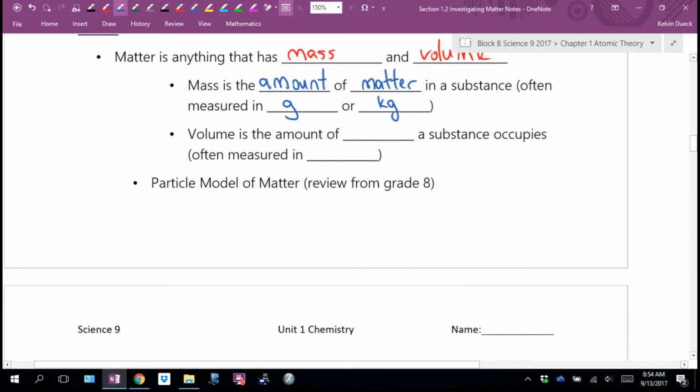Volume is the amount of space a substance occupies. Volume is often measured in liters. What's the abbreviation? I tend to abbreviate. What's the abbreviation for liters? An L. Now, little side note for me, I'll never write a lowercase l like that, because what number does that look like? So whenever I want to show liters, I always do a cursive L. If you ever notice, why are you suddenly doing the cursive? That's why. Tricks of the trade to keep things straight.